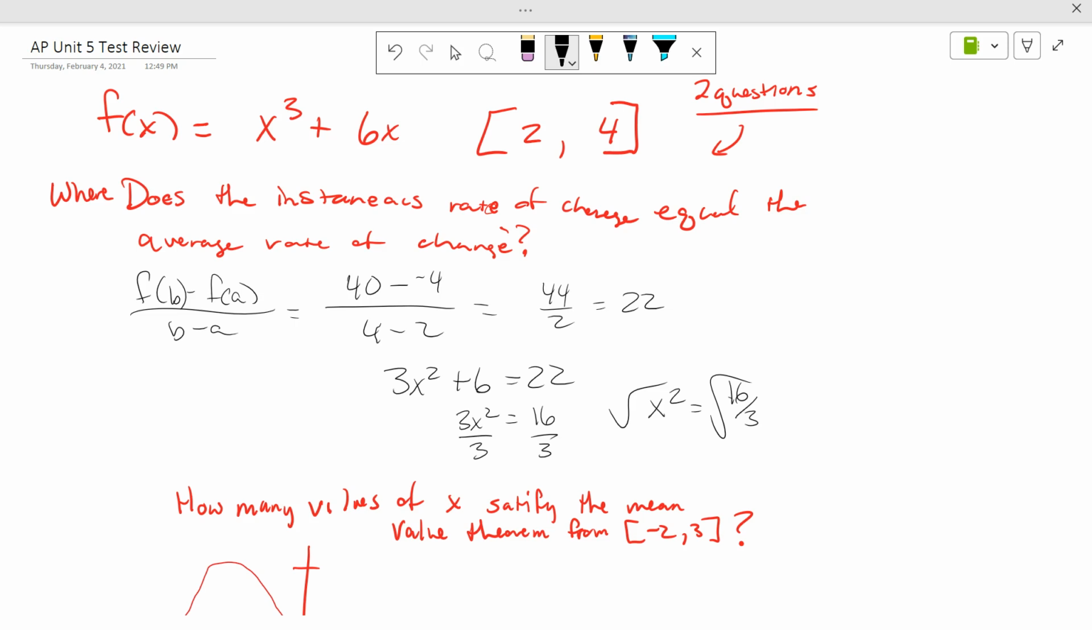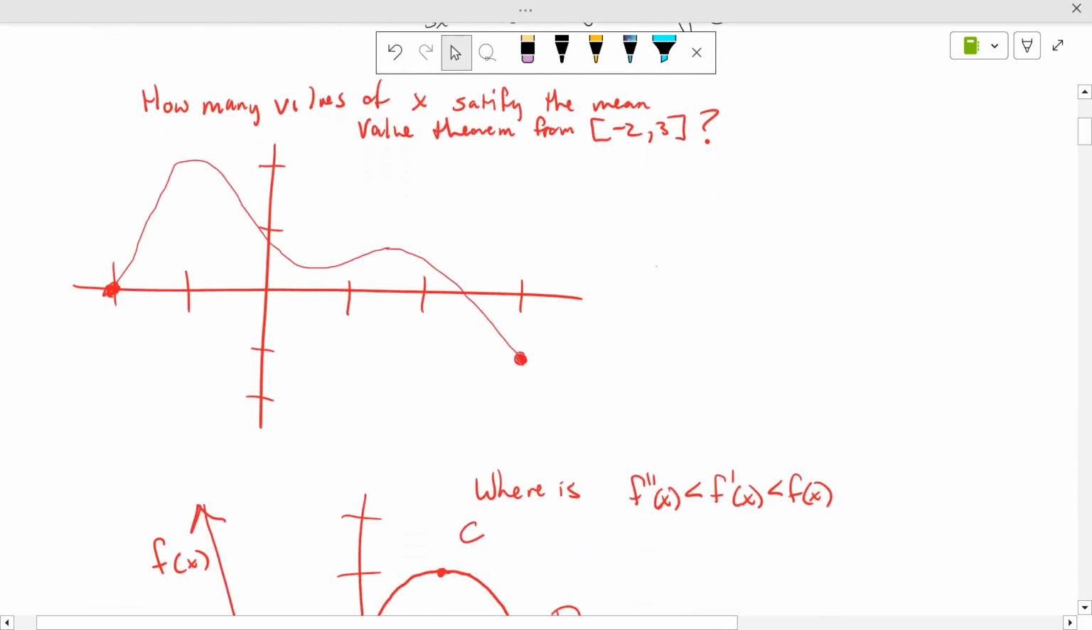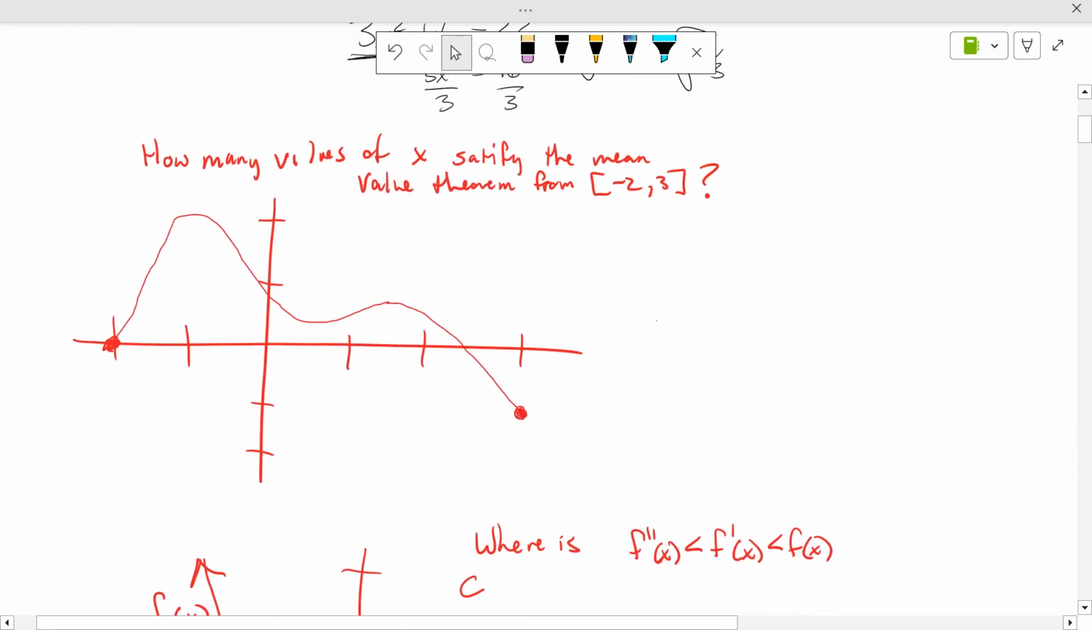So there will be two questions like this. They'll be similar, but not the same. Where you set, it's basically the mean value theorem, you set the first derivative of the function equal to the average rate of change, f of b minus f of a over b minus a. Now this one is what's up with the mean value theorem? How many values of x satisfy the mean value theorem?